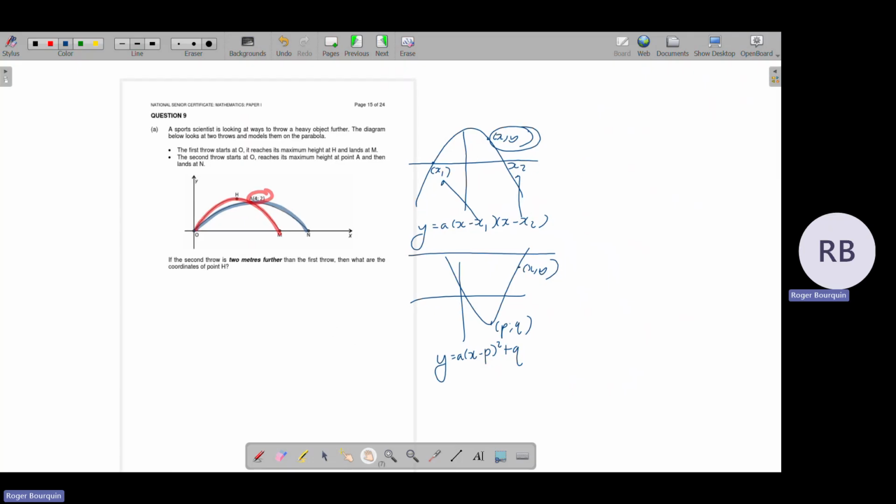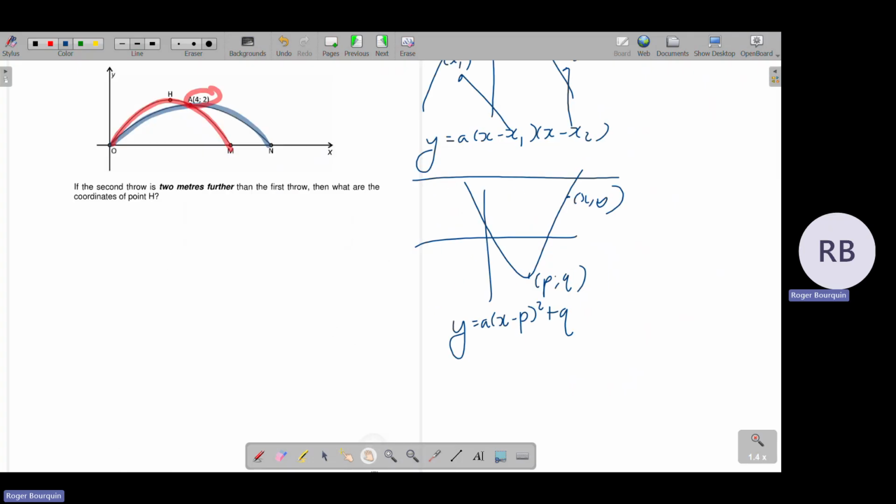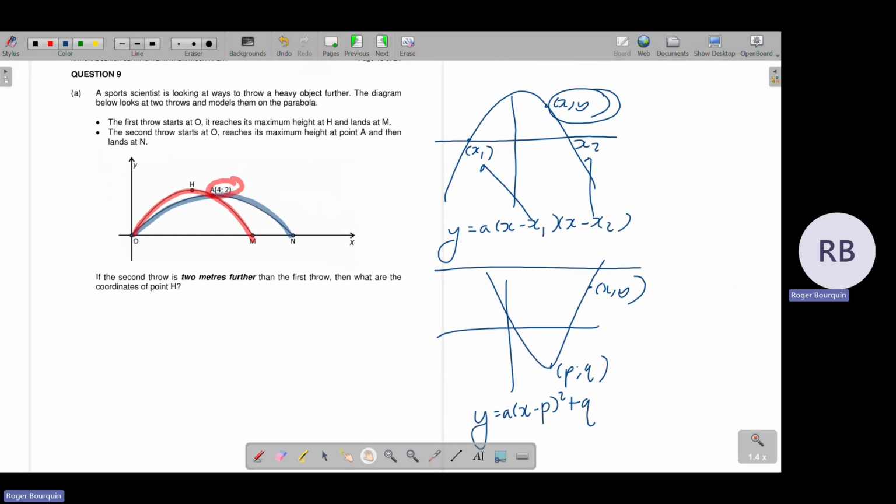Right, so start off, fill in everything you've got. It says, a sports scientist is looking for ways to throw a heavy object further. The diagram below looks at two throws. They're both parabolas, so they're both symmetrical about the turning point. The first throw starts at 0, reaches its maximum height at h and lands at m. The next one reaches the maximum height at (4, 2) and then lands at n. If the second throw is 2 meters further than the first throw, what are the coordinates of point h? Highlight the two different parameters in different colors.